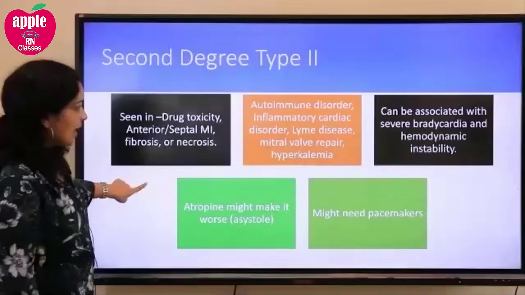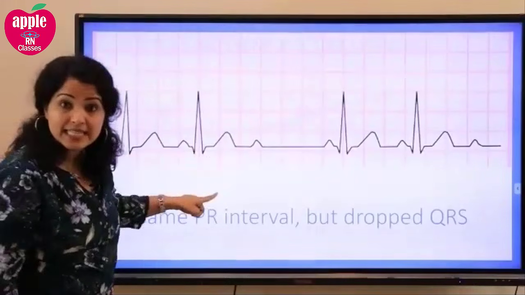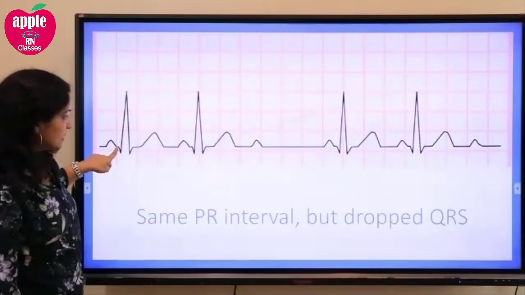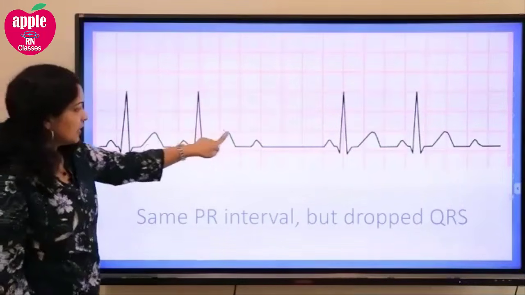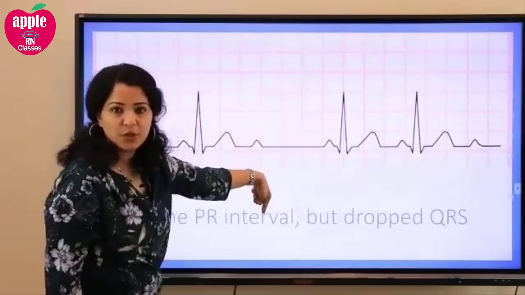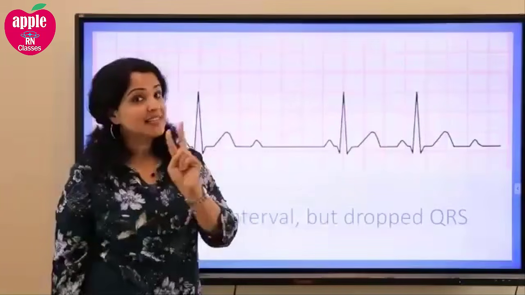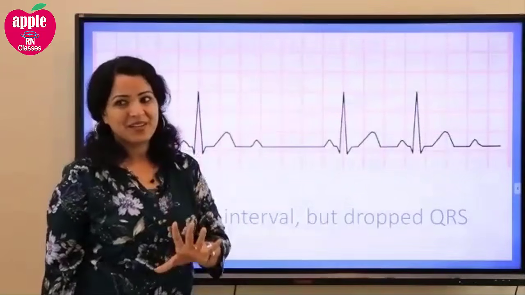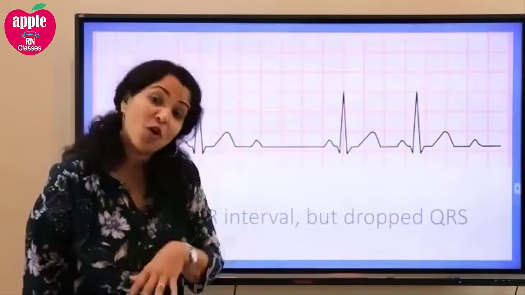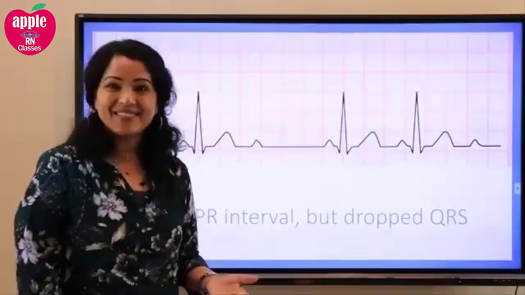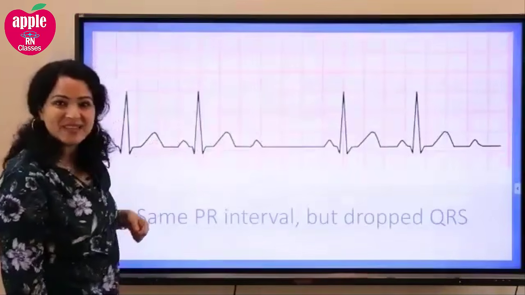So let's go back to the ECG again. Look at that PR interval. It is normal, good. Then there is no QRS. So this is second degree type 2. Got it? Is that clear? We will do more ECGs later, and hopefully you will be able to answer me by just seeing them.